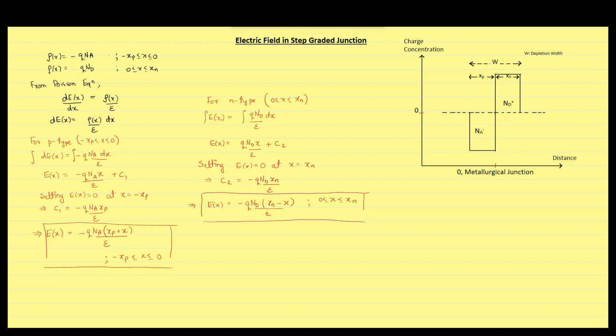If you try to plot a rough diagram of the electric field intensity with distance x, then we will get a rough plot like this. By looking at the graph, you can see that maximum strength of the electric field occurs at the metallurgical junction. Putting the value of x equal to 0, we can find the maximum electric field intensity.